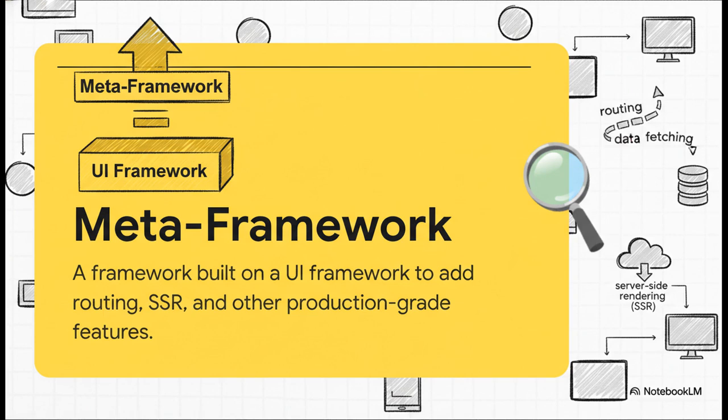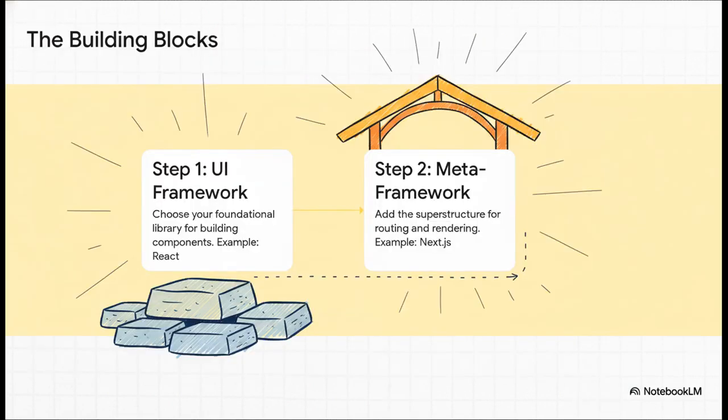And you might ask why? Well, because a UI framework like React is amazing at building interactive little components, but on its own, it doesn't really handle things like page routing or fetching data from a server or server-side rendering. Meta frameworks solve all those big production-level problems for you. And this shows the relationship perfectly. The choice is sequential. First, you pick your foundation, let's say React, and then you pick the superstructure that's specifically designed to work with it, like Next.js.